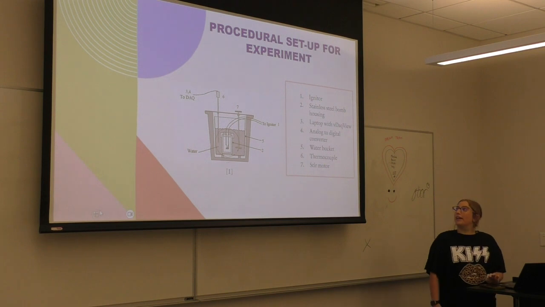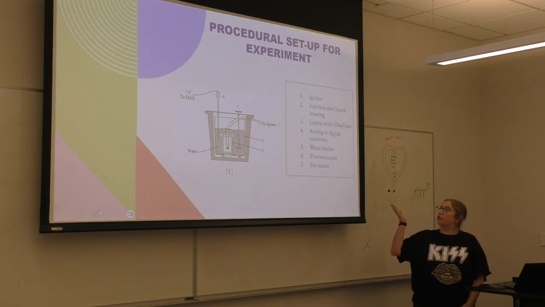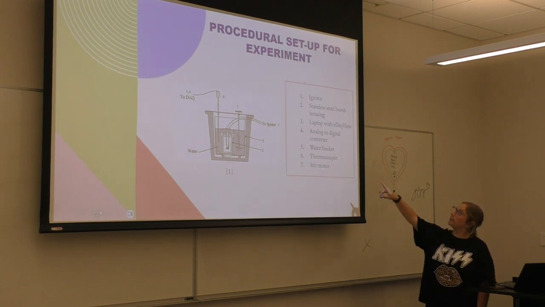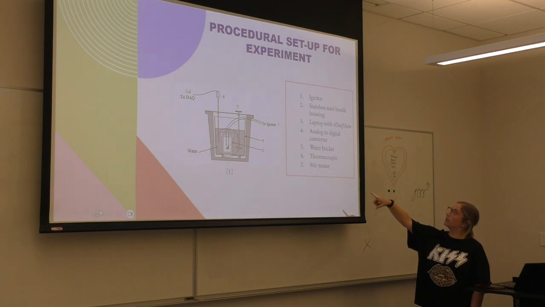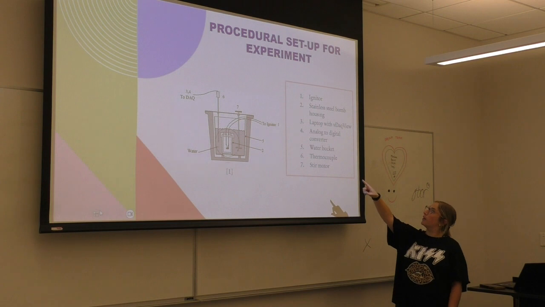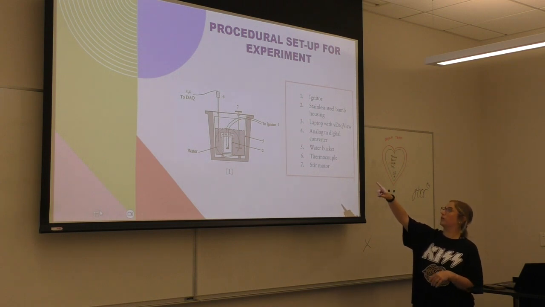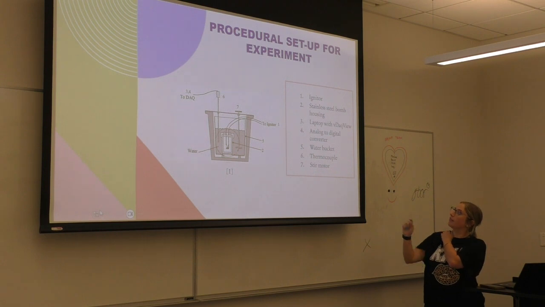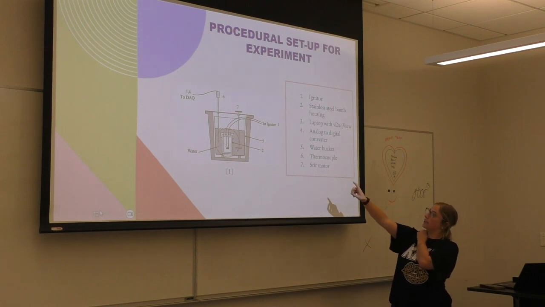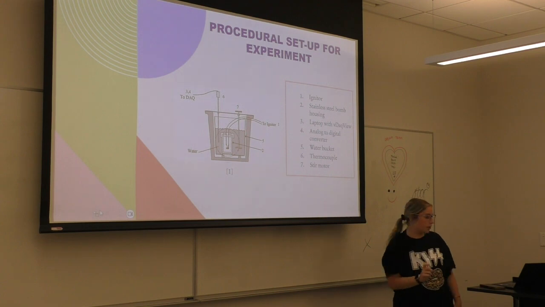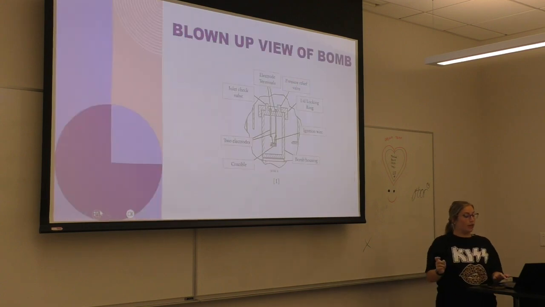So right here we have the procedural setup that we used for the experiment. Number 1 is the igniter, 2 is the stainless steel bomb housing, 3 is where the laptop with the VDAC view was connected, 4 is the analog digital converter, 5 was the water bucket, 6 was the thermocouple, and 7 was the stir motor.